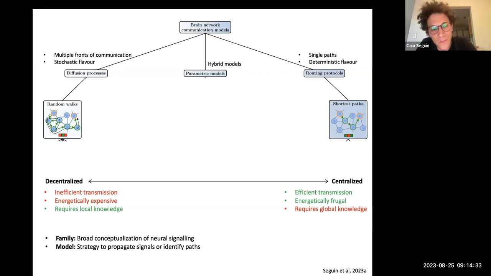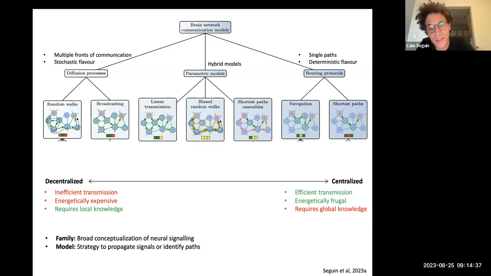So this provides a spectrum from decentralized strategies to centralized strategies. And there are a lot of different models in between. A lot of different things have been proposed. This is just a very small subset of what is actually out there.